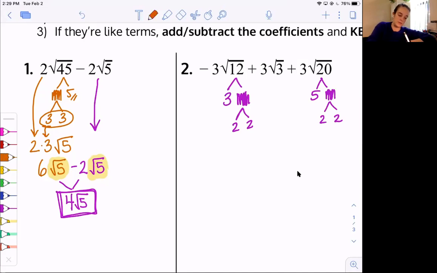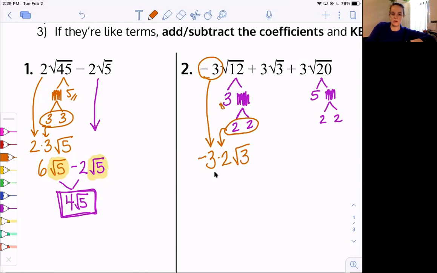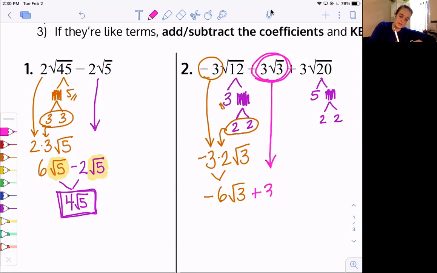So when I'm simplifying the first one, the negative 3 is coming straight down. I have a group of 2s. They're coming to the outside. And I have a 3 left over, staying on the inside there. So I would have negative 3 times 2 is negative 6, square root 3. This one here, we have 3 root 3 is going to come straight down, because there is nothing that I can simplify out of that.